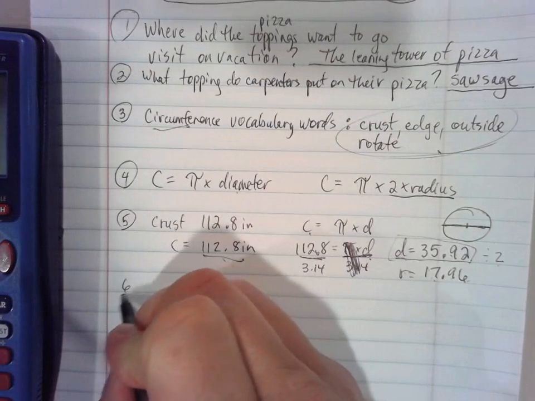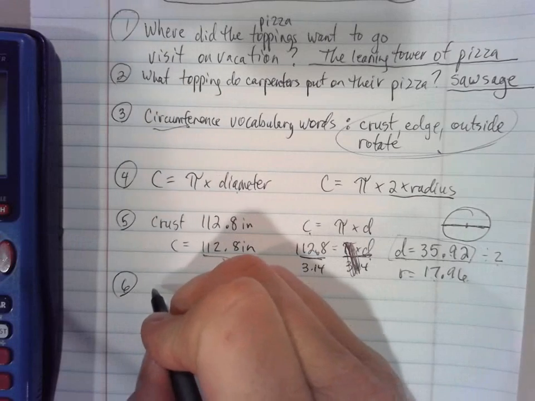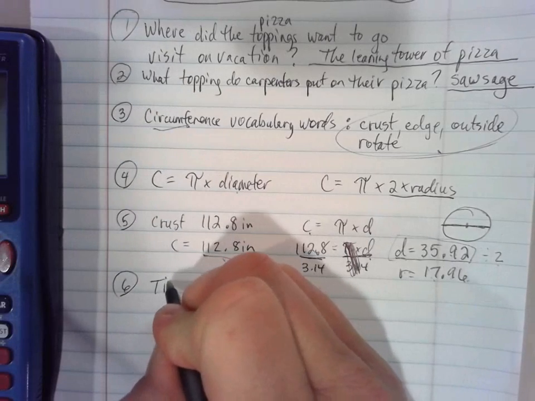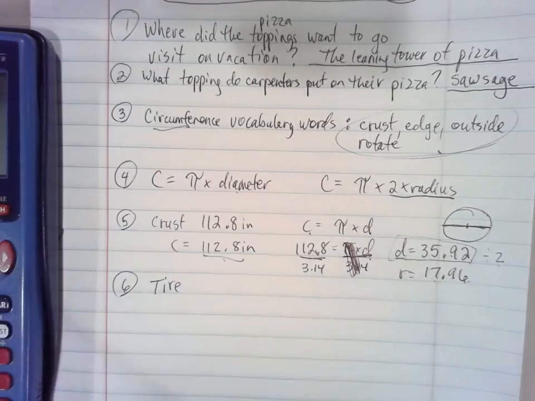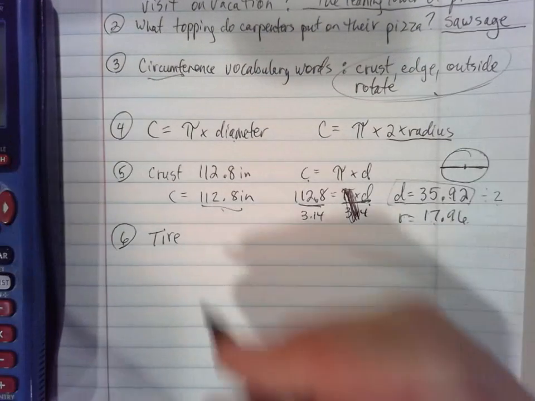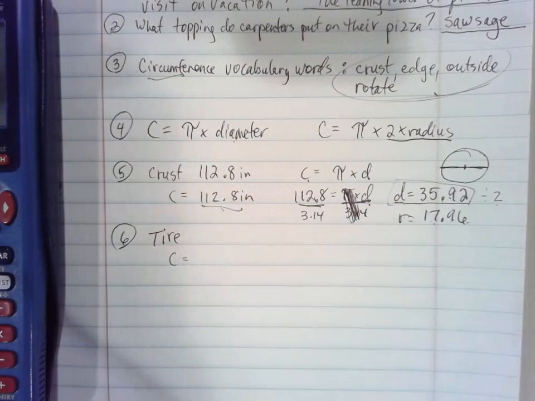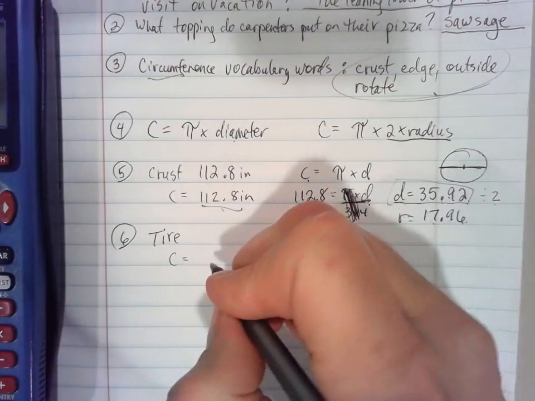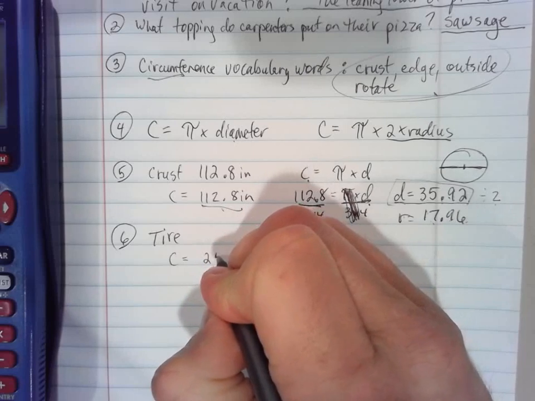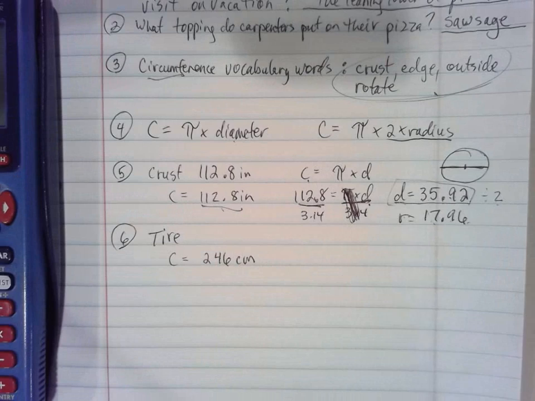Now, let's say you have another item. Let's say you've got the tire. You got a tire on your bicycle, or on your car, or on your motorcycle, or whatever it is. And they tell you that the circumference of that is, let's say, 246 centimeters.